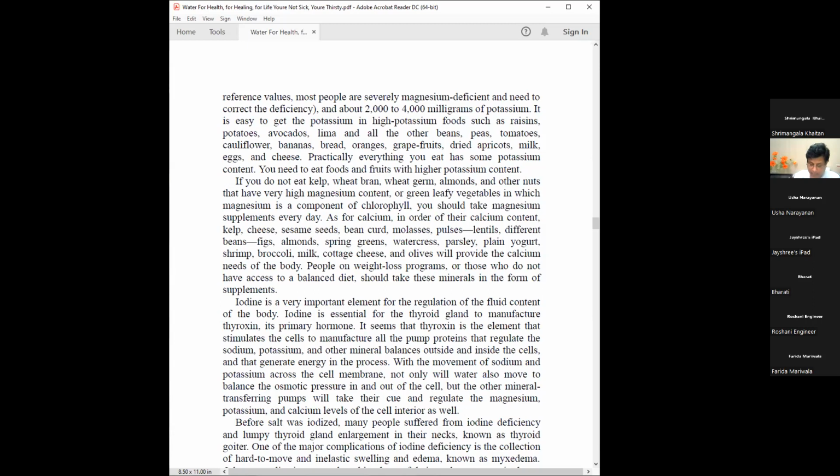It is easy to get the potassium in high potassium foods such as raisins, potatoes, avocados, lima, and all the other beans, peas, tomatoes, cauliflower, bananas, bread, orange, grapefruits, dried apricots, milk, eggs, and cheese. Practically everything you eat has some potassium content. You need to eat foods and fruits with higher potassium content. So again, bananas also have a lot of potassium content. That's why athletes have a banana before going in to play a game, or when they come back, they'll again have a banana. It replenishes the potassium in the system.